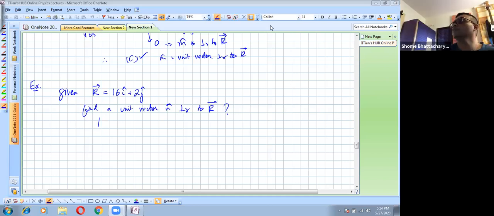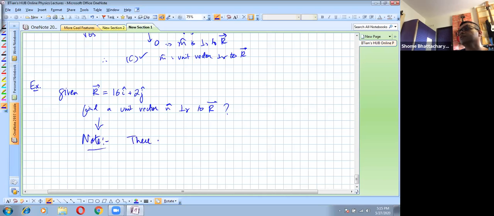All right, so this is what we were discussing last. Suppose the options were not given to us, and we just had an arbitrary vector like this one, 16 i cap plus 2 j cap, and we were asked to find the unit vector perpendicular to R. You have to understand that there is no such single unit vector possible. The important thing here is there are infinite such unit vectors.